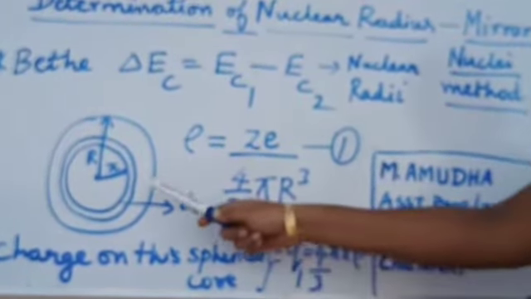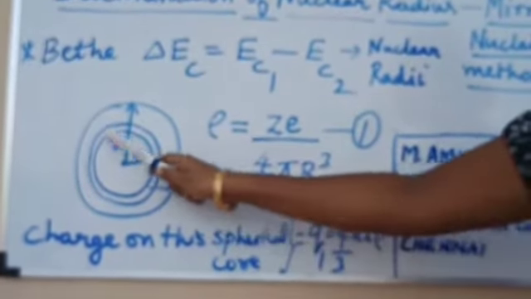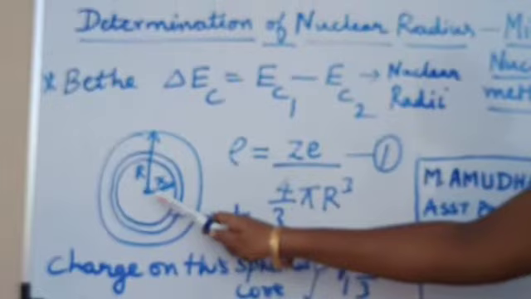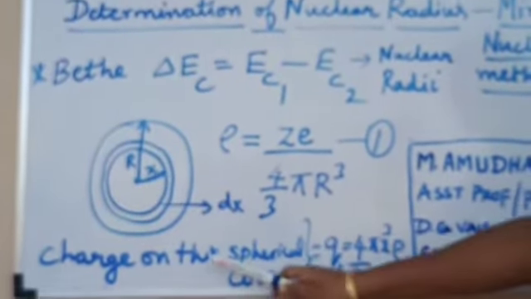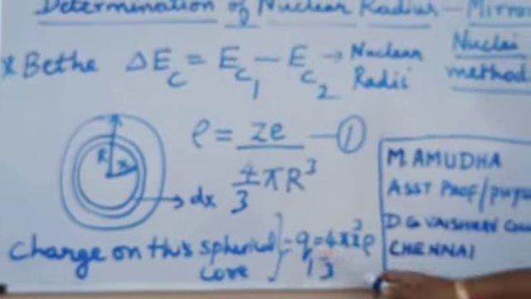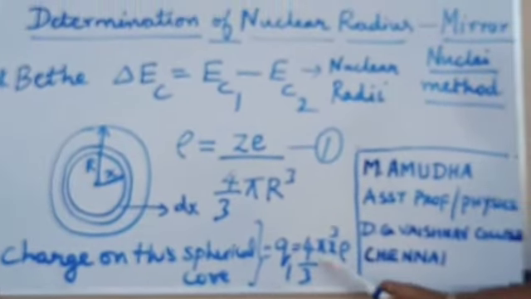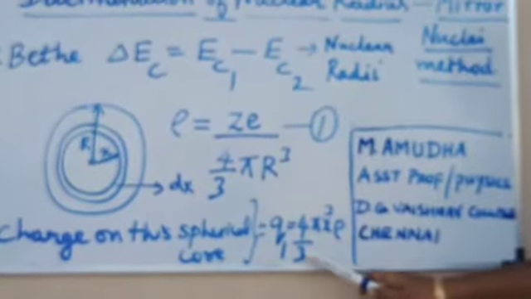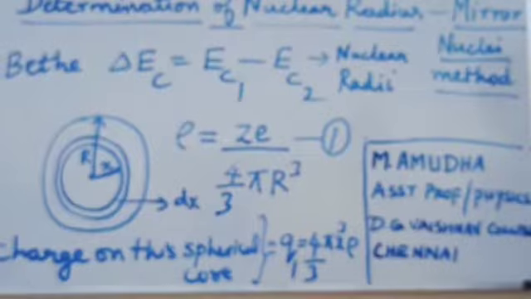Now let us consider a spherical core having a radius x. The inner circle is called the spherical core. Let x be the radius of that spherical core. The charge on the spherical core, let it be q1, is the volume of the spherical core, 4/3 π x cubed, multiplied by the charge density rho.